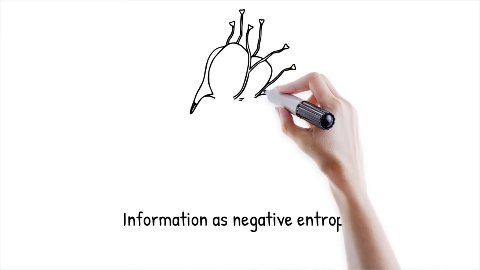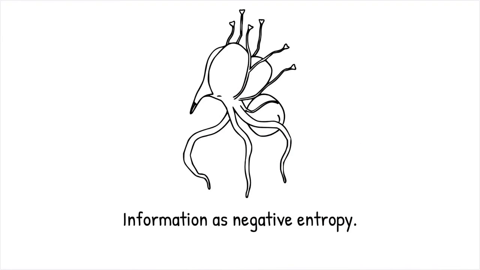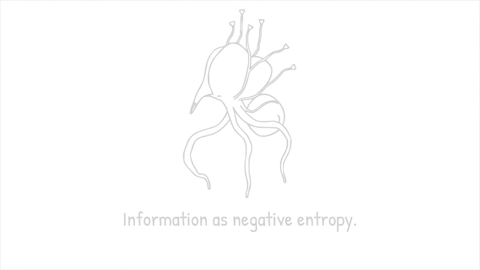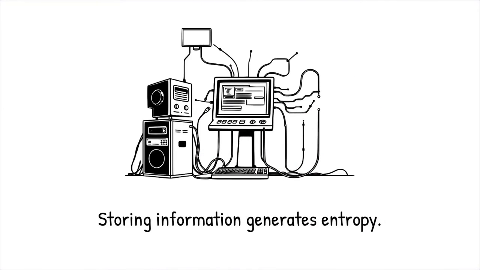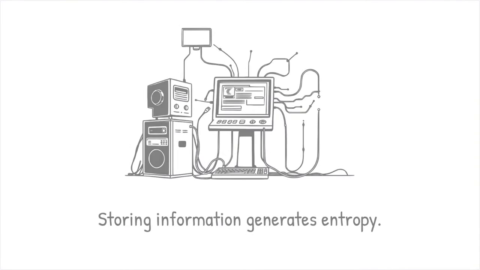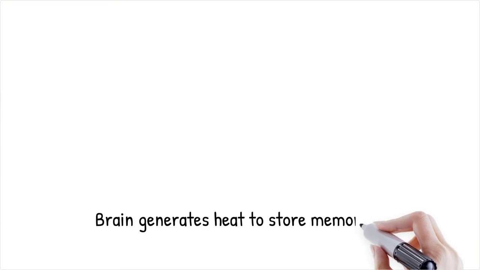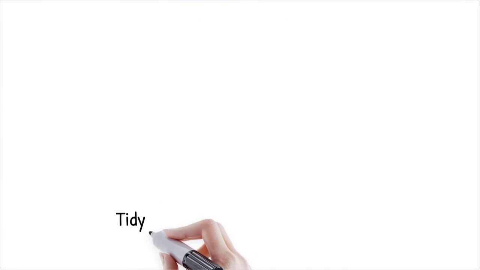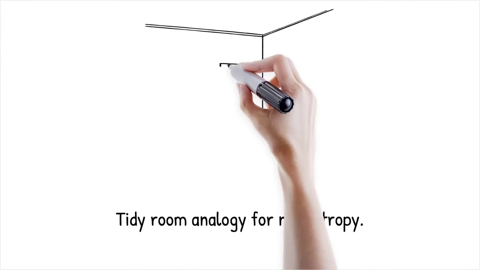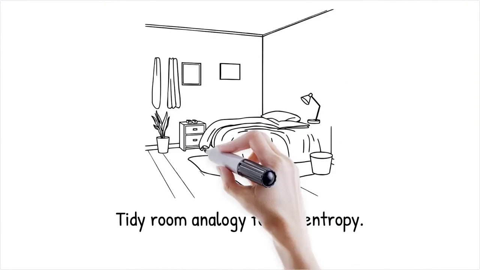This idea, proposed by Schrödinger, suggests that living organisms maintain order by importing information and exporting entropy. Paradoxically, to store and process information, physical systems must generate entropy elsewhere due to thermodynamic constraints. Therefore, creating or using information always involves an entropic cost. The brain consumes glucose and generates heat, entropy, to form and retrieve memories. Like a tidy room that stays clean only because someone is constantly cleaning and discarding waste.